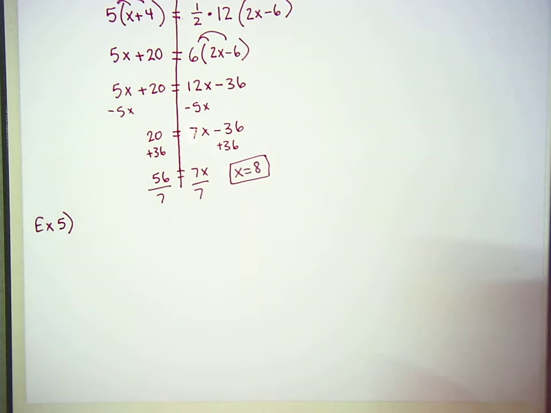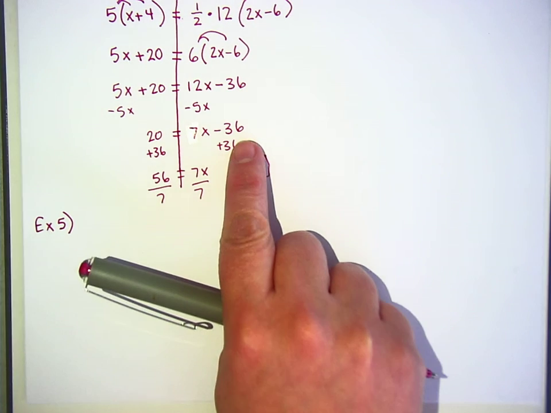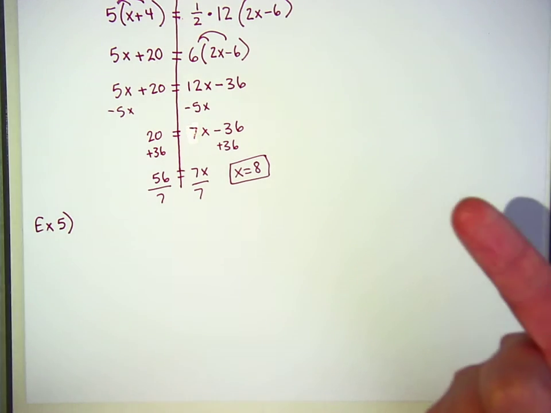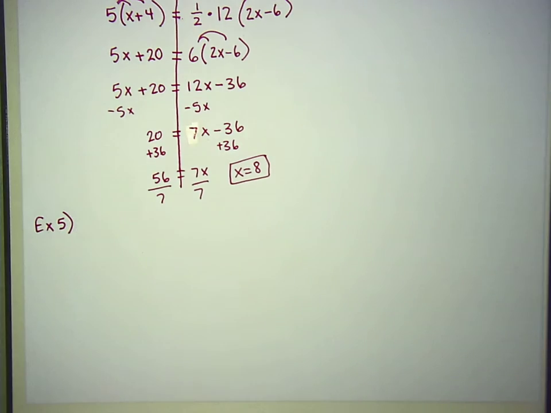And you could have actually subtracted 20 on this side, but then you would have ended up with negative 36 minus 20 is negative 56. Yeah. And the other side would have been negative 2. So you have to be careful about those negative signs, that's for sure.